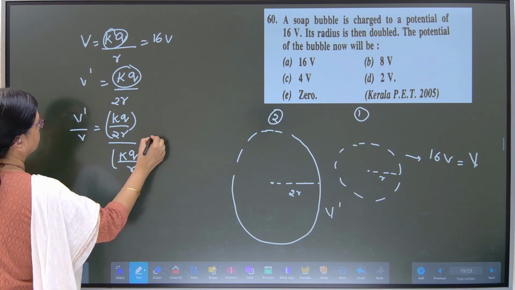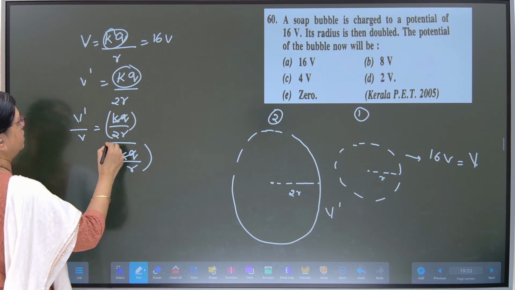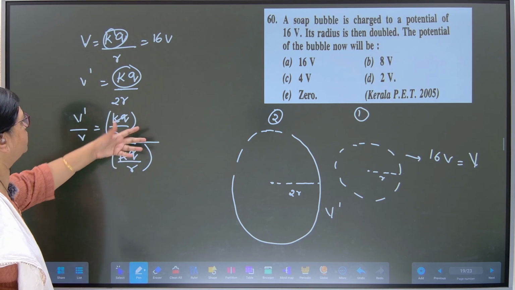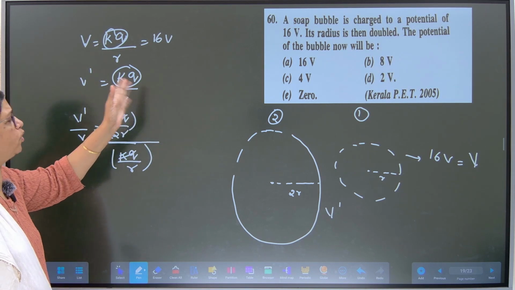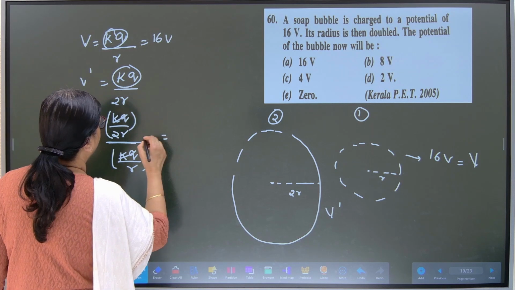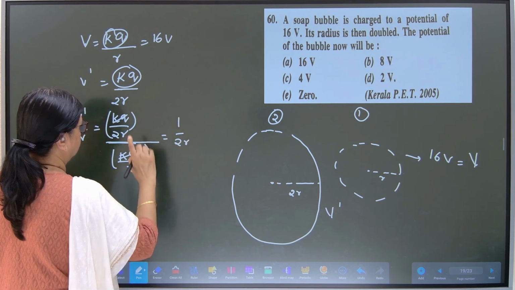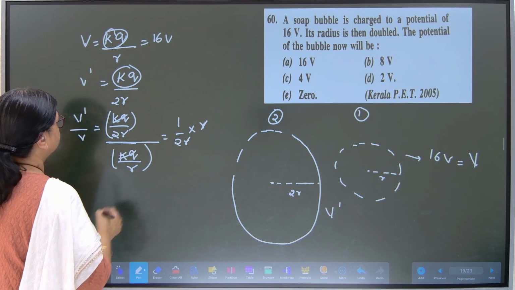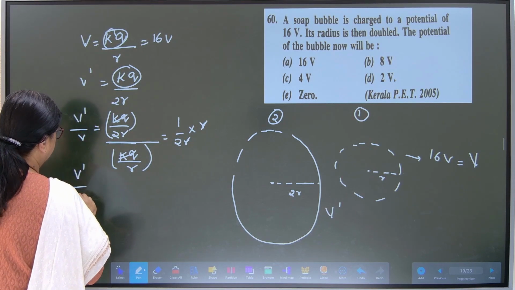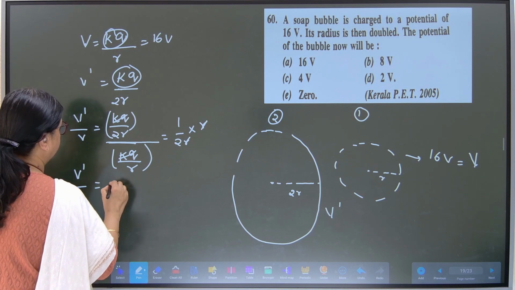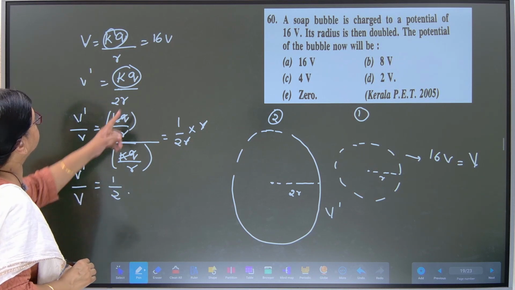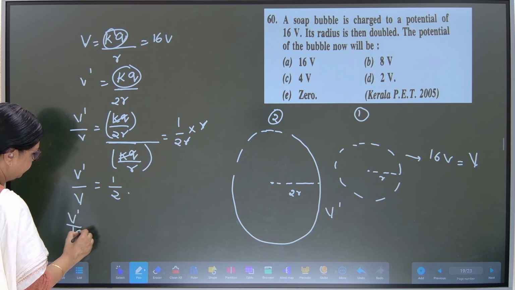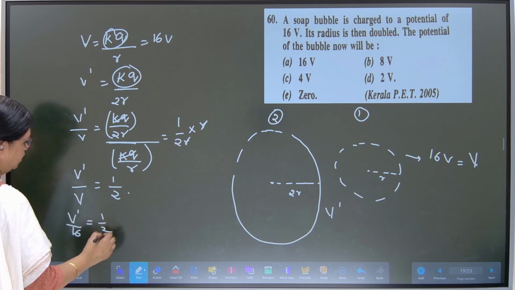Okay, so looking at the division, whenever such divisions are there, children get confused about what we can cancel. You just reciprocate, write the reciprocal, it will be easier for you. Okay, so this is 1 upon 2R and this goes up, so R. So R and R get cancelled. So what do I have now at the end? V dash upon V is equal to half. But what is V? 16 volt. Let me apply 16 volt. V dash upon 16 is equal to half.